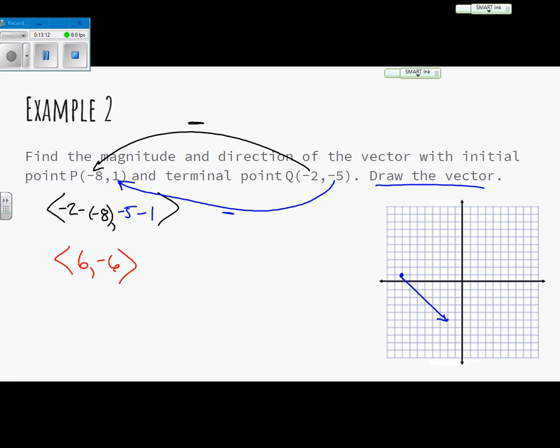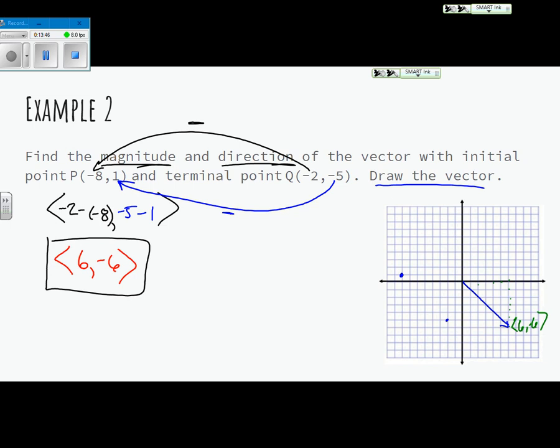Watch this, this is really cool. I'm just going to take this vector and drag it over here so it sits on the origin. Look at what point this is pointing at. 1, 2, 3, 4, 5, 6. 1, 2, 3, 4, 5, -6. So yeah, it worked. The whole reason for doing that is that it's going to be a whole lot easier to find magnitude and direction off of this component form, <6, -6>, than it is working with these initial and terminal points.